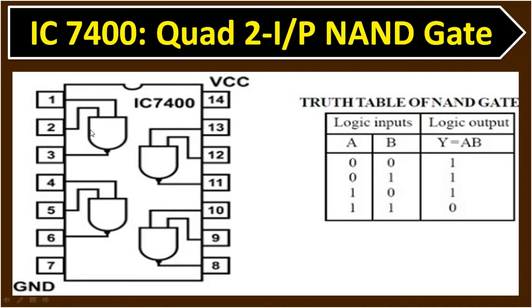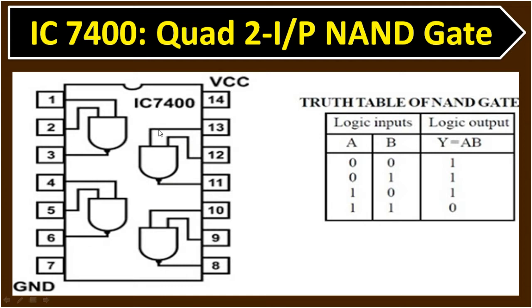Here you can see the pinout diagram of the 7400 IC. Pin number 14 is VCC and pin number 7 is ground. At pin number 14 you can give a plus 5 volt power supply with respect to ground. The plus terminal of the power supply should be connected to pin number 14 and the negative terminal should be connected to pin number 7.